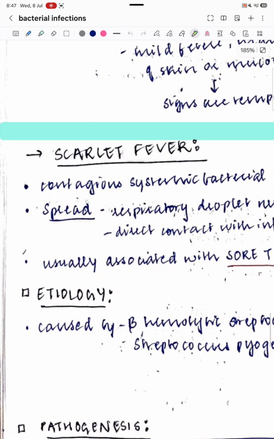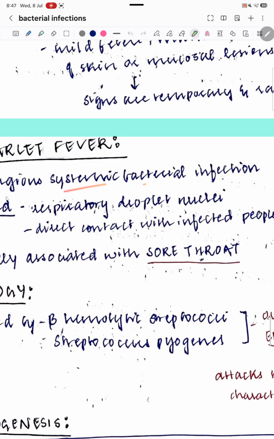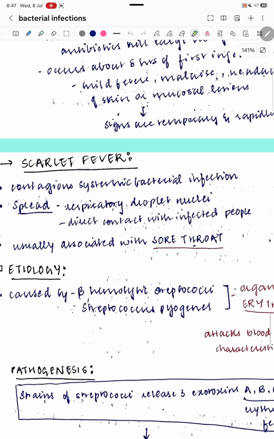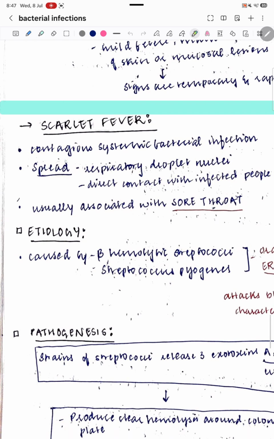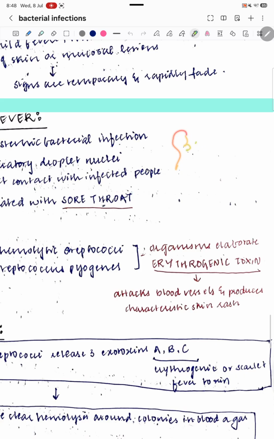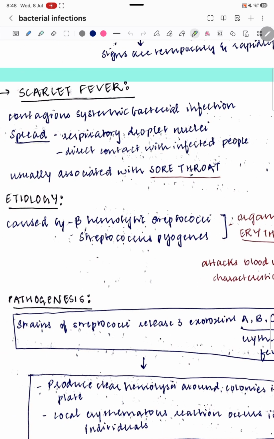Scarlet fever is a contagious systemic bacterial infection. It is also a type of bacterial infection, which is why we're reading it under the chapter bacterial infection. Now, how does scarlet fever spread? It spreads via respiratory droplet nuclei, in direct contact with infected people. If infected people cough, their cough expectorants, if inhaled by a healthy person, the healthy person gets infected with the bacteria. Usually it is associated with sore throat.